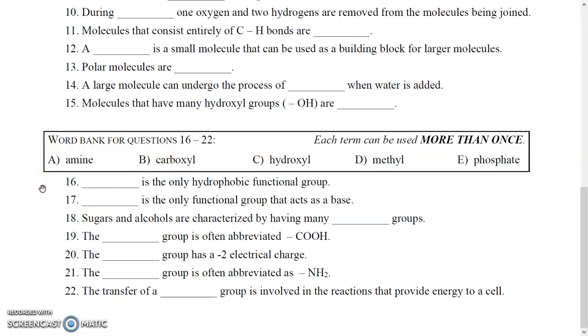And finally, question 22, the transfer of a blank group is involved in the reactions that provide energy to a cell. That's going to be E, the phosphate group. If you have ever heard of ATP, ATP has 3 phosphate groups, and that's how it works. Transferring that phosphate group allows ATP to provide energy for the cellular reaction that's taking place.